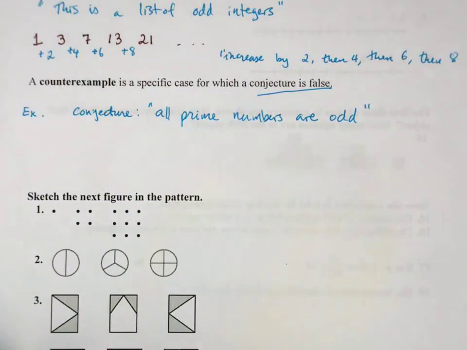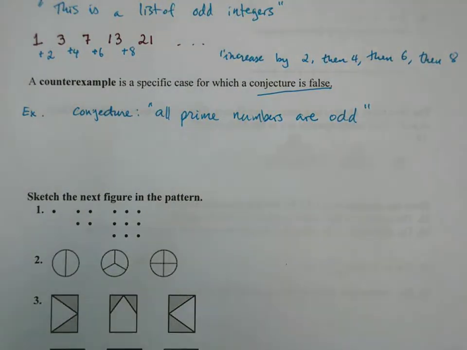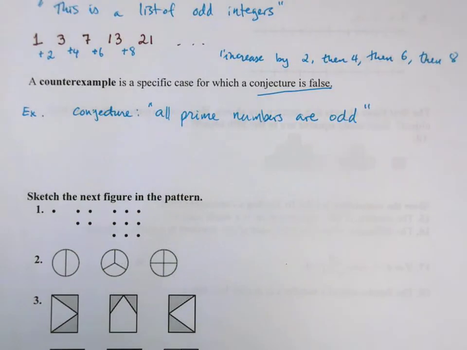Okay. So one example conjecture that I could give is that all prime numbers are odd. And you start listing out these prime numbers. You see if it's true or not. 3 is a prime number, that's odd. 5 is a prime number, that's odd. 7 is a prime number, that's odd.